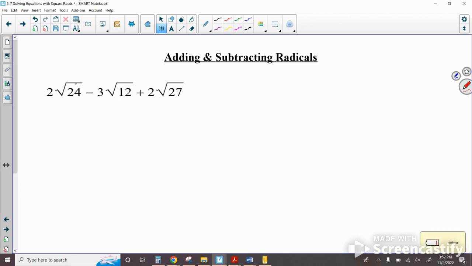But what I'm noticing about 24, 12, and 27 is that most of them can be simplified further. Now, I like to use the cake method, so let's look at 24. I'm going to kind of do that over here. I'm going to take 24, and I'm going to try to simplify it with the cake method. I'm going to divide it by 2, and I get 12. I'll divide it by 2 again and get 6. I'll divide it by 2 again and get 3. So there's the prime factorization of 24.